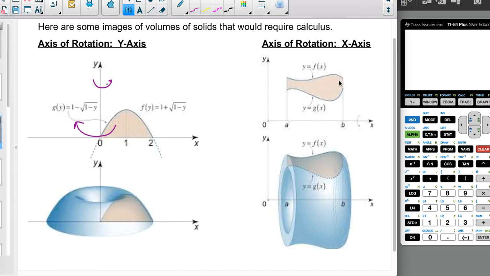Same idea, if you took this shape here and rotated it around the x-axis, we'd get this kind of cup-shaped thing, or maybe it looks like a vase, that has a curve on the inside and also a curve on the outside and this big open space in the middle. We're going to learn how to find these volumes using calculus in some of the videos moving forward. Maybe not these exact curves, but that's the idea.